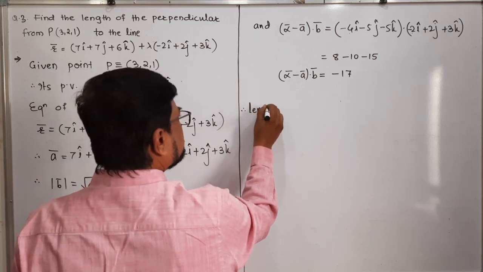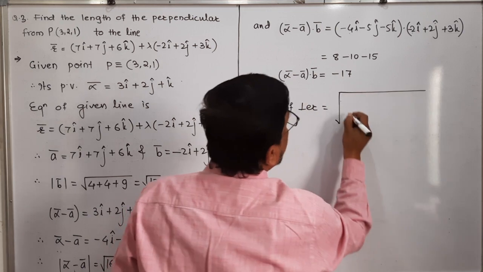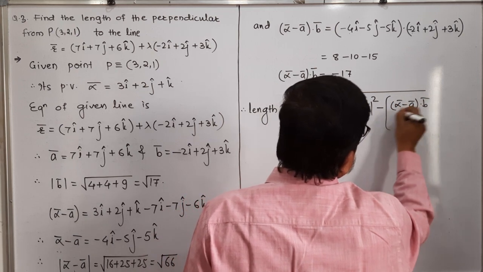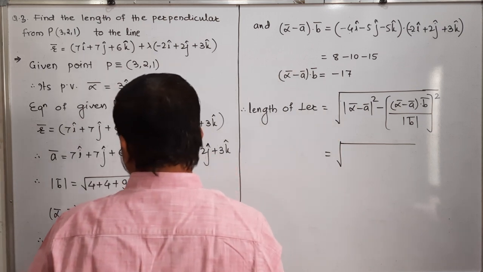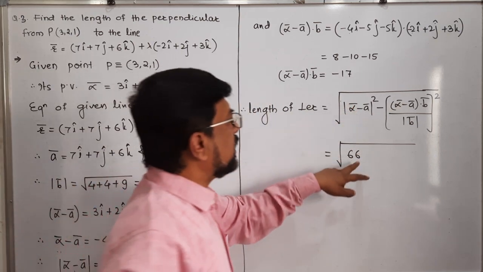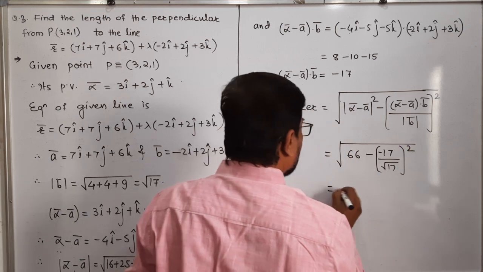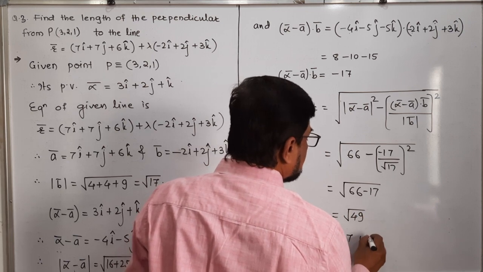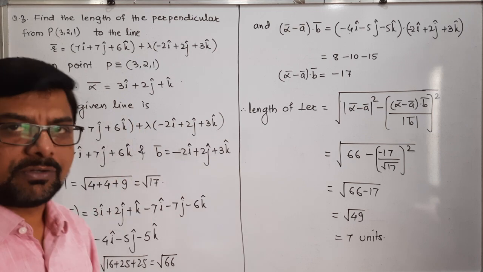Therefore, length of perpendicular is equal to under root of magnitude of alpha vector minus a vector whole square minus alpha vector minus a vector dot b vector upon magnitude of b vector whole square. That is equal to under root of 66, the square of the magnitude of alpha vector minus a vector is 66, minus minus 17 upon root 17 whole square. That is equal to under root of 66 minus 17, which is root 49, and root 49 is nothing but 7 units. Means length of perpendicular is 7 units. Okay, please note it down.